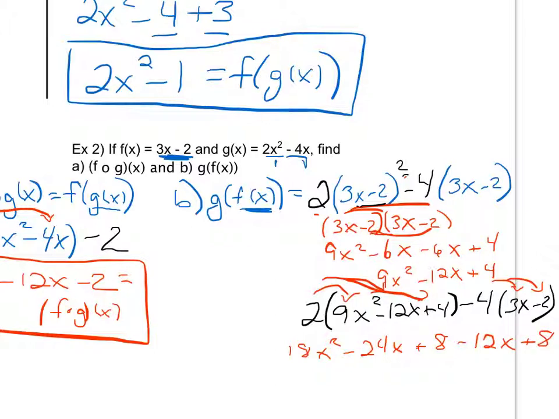So notice this process relies very heavily on your algebra skills in terms of, do you know how to FOIL? Do you know how to do order of operations? So all that's going to come into play. Looks like I can still simplify further. I don't have any other x squared terms, so I'm going to leave that 18x squared. But I can combine a minus 24x and a minus 12x, giving me a minus 36x. And I can combine an 8 and an 8, giving me 16. That will be my final answer for g of f of x.